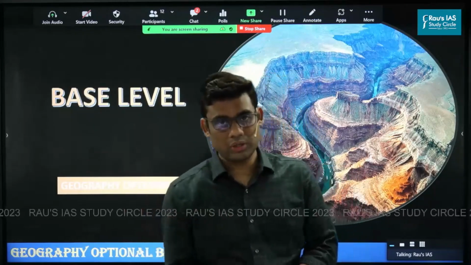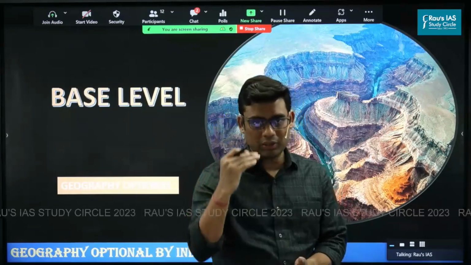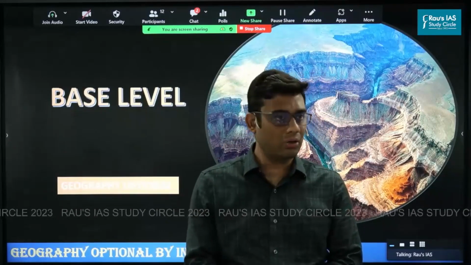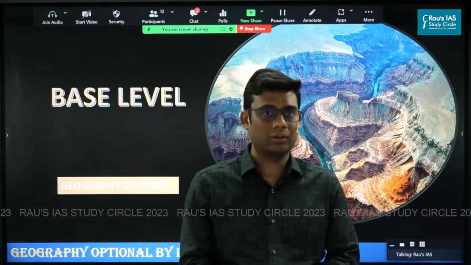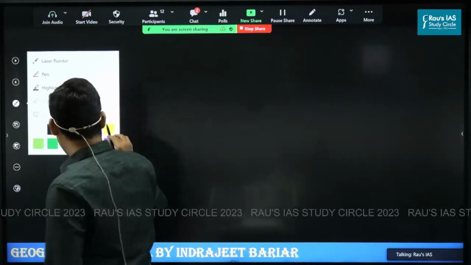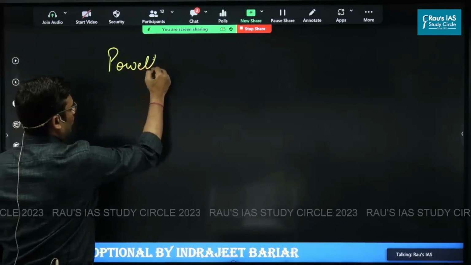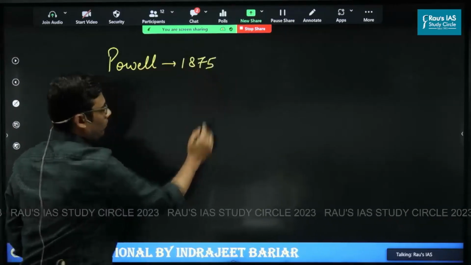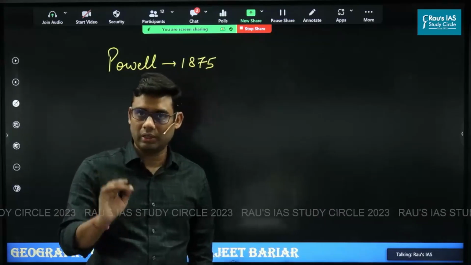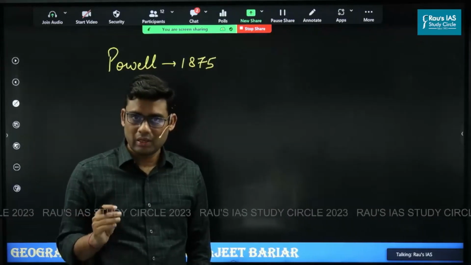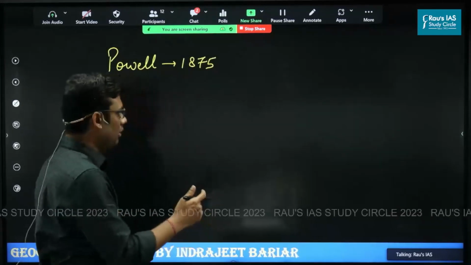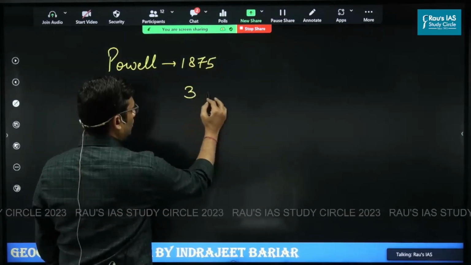So when the river is flowing, how deep can it cut, and it will keep cutting. How deep it can get, how much is the maximum vertical limit of the cutting, that has been called the base level. So when Powell talks about the base level, the concept was given by Powell in 1875. He calls this the maximum vertical extent or maximum vertical limit of the cutting or down cutting by the river.